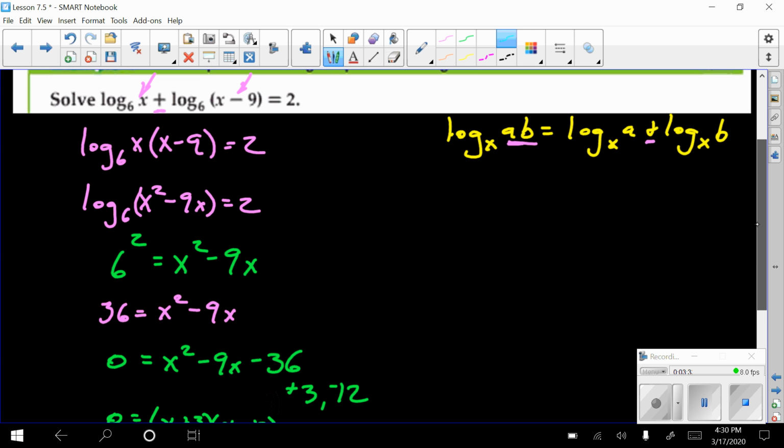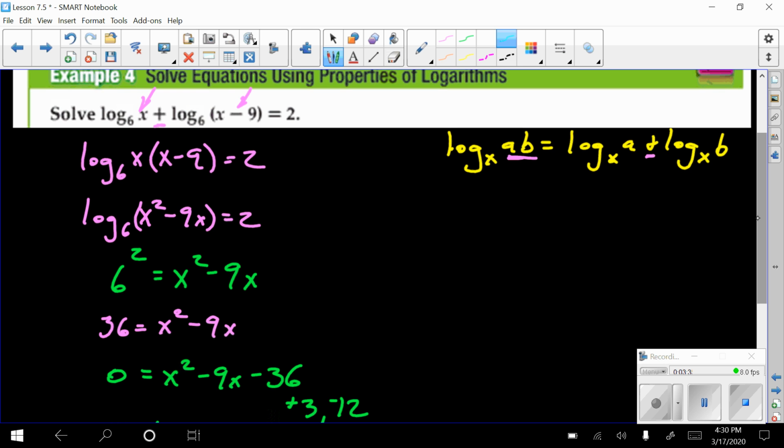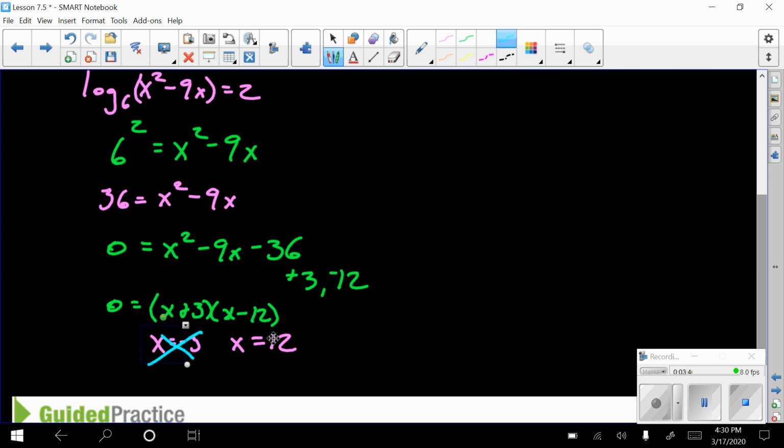If I look at 12, well, log base 6 of 12, that's positive. That's good. And log base 6 of 12 minus 9, well, 12 minus 9 is 3. That's also positive. So there's the value that I'm looking for. That's the only one that makes this thing true. It's positive on the inside, and it gets both sides equal to each other.